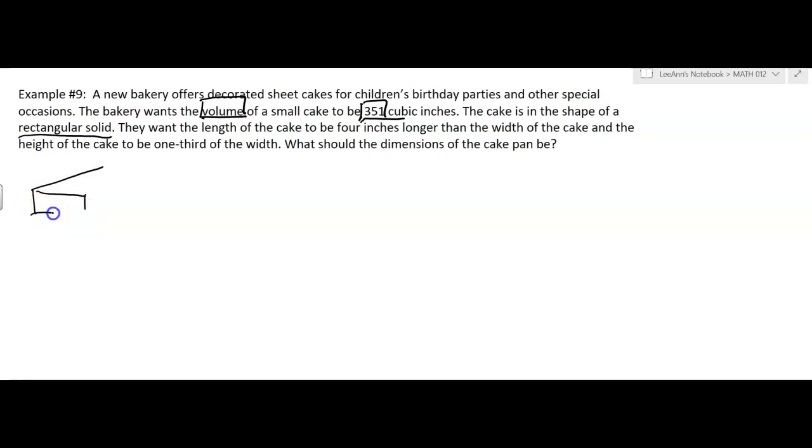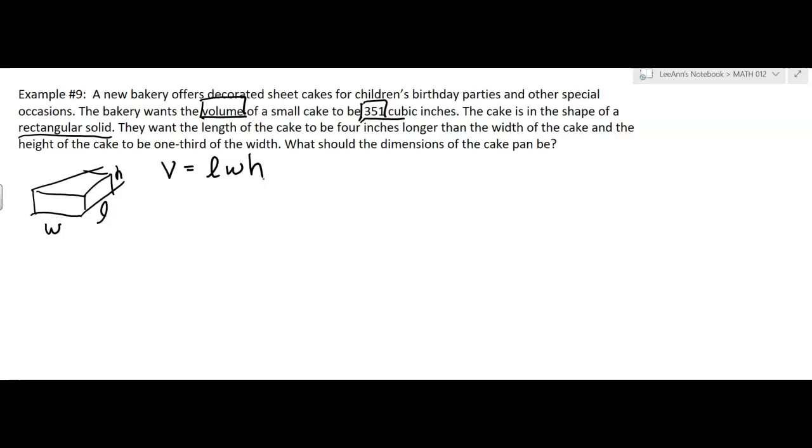Try to draw a picture of a cake that almost looks like a rectangular solid. Okay, use your imagination. We know we've done rectangular solid problems before. We know there's a width, we know there's a length, and we know there's a height for this cake. And the total volume is going to be that length times the width times the height. All right, so we're pulling out pieces of information that we know.